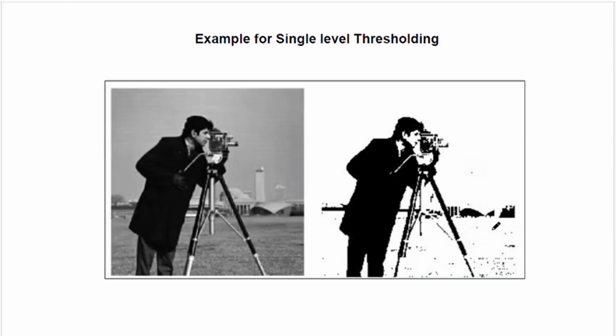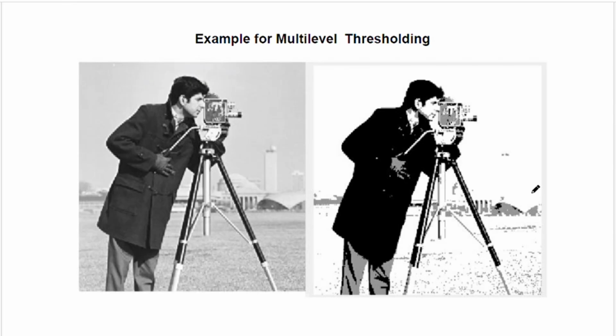This is the example for single level thresholding. See this, there are only two things, zeros and ones, in the cameraman image. That is the reason it is single level thresholding. And this is the multi-level thresholding. Multi-level means you're going to have three classes: one is the foreground, another one is one object class, another one is another object class. So here, white, gray, this is gray and this is black.